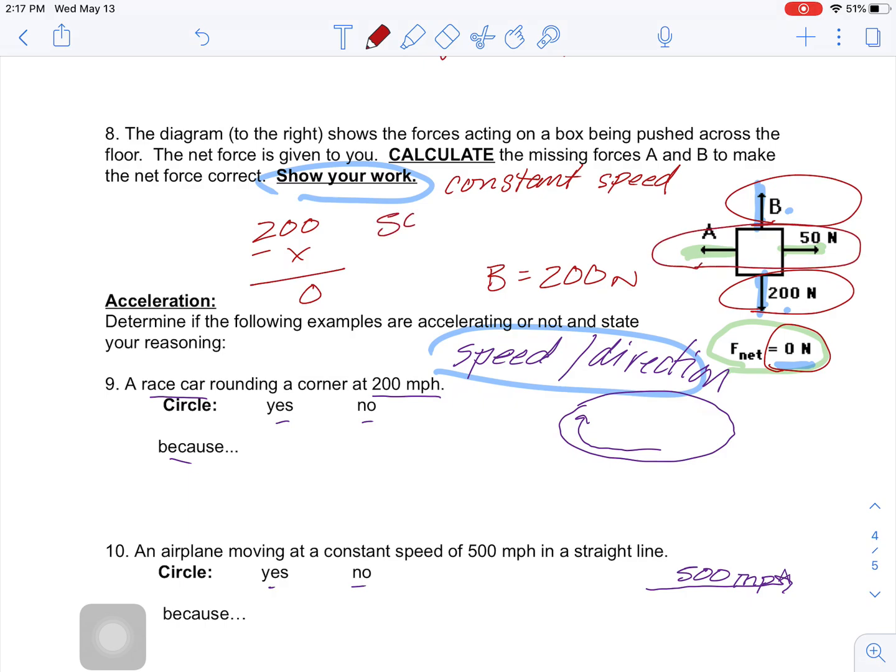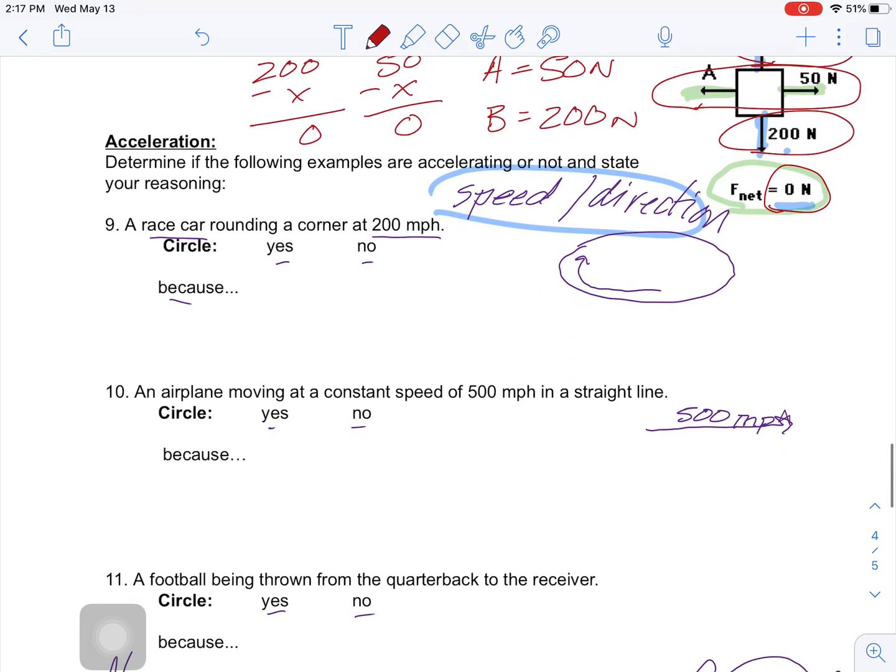And then over here, I've got the same thing. 50, again, minus mystery number gets me 0. So A has got to comply with that net force of 0 as well.